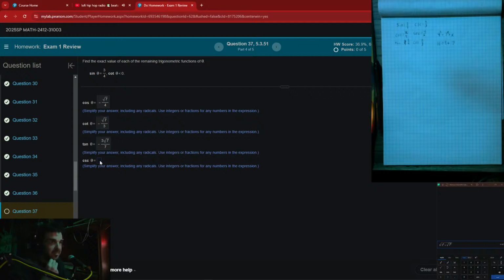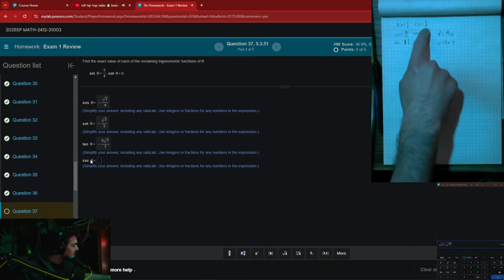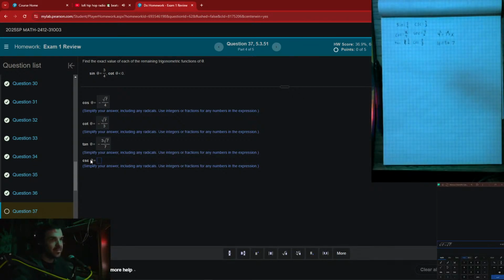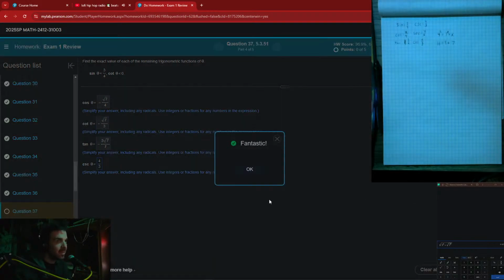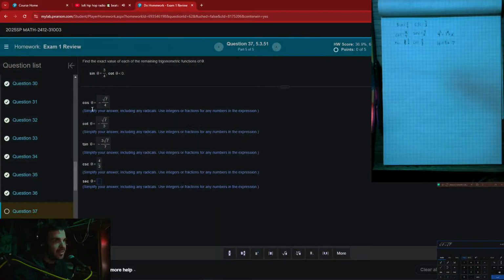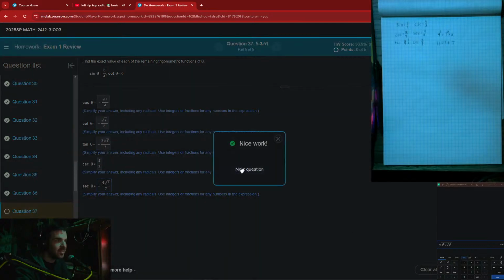CSC is 4 over 3. This is positive because sine is positive. SEC is going to be cosine put upside down. So this is actually CSC, I think. Let's see. Yeah. This 4 is on top. Rationalize. Nice.